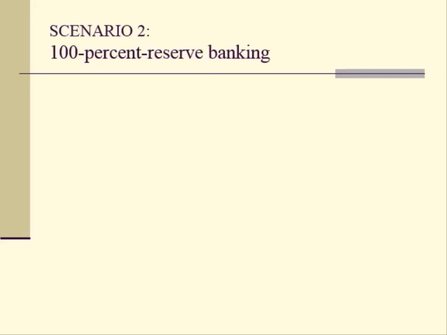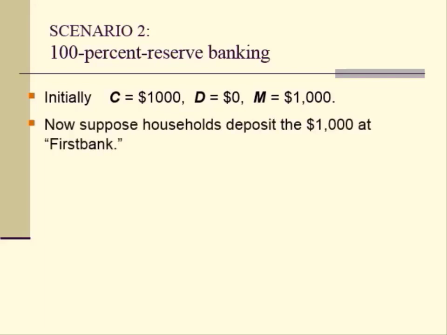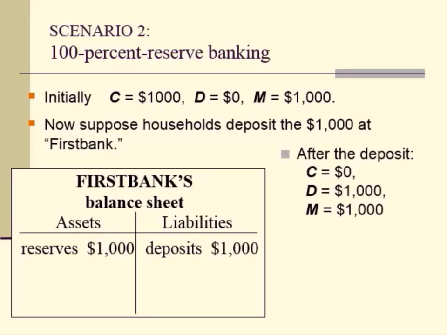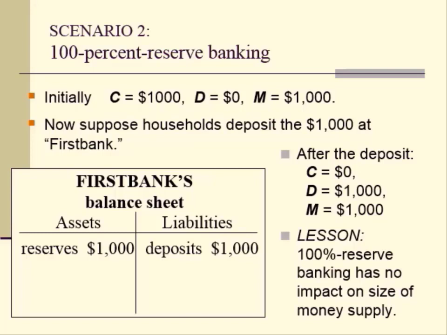Next is the 100% reserve banking scenario. So initially, C equals 1,000, D equals 0, therefore C plus D equals 1,000. That is M equals 1,000. Now suppose households deposit the $1,000 at First Bank. So after the deposit, currency equals 0, demand deposit equals 1,000. Therefore, money supply equals C plus D equals 1,000. So the lesson is that in the 100% reserve banking system, there's no impact on the size of the money supply.